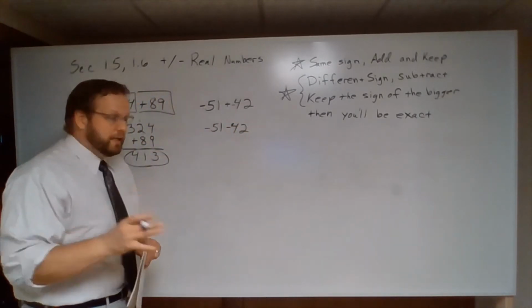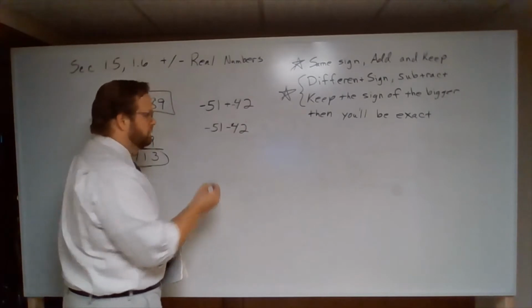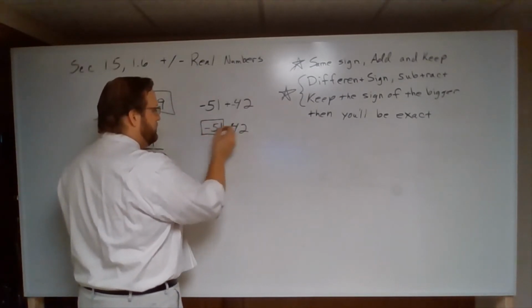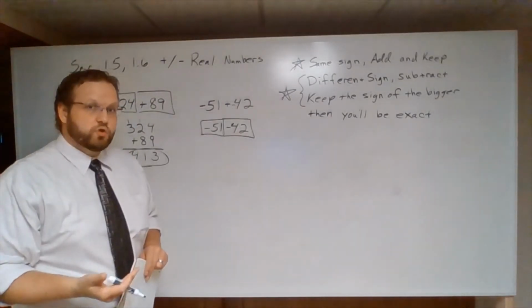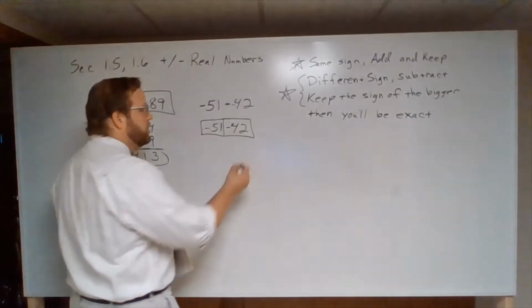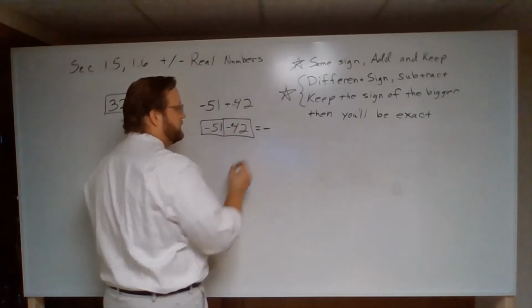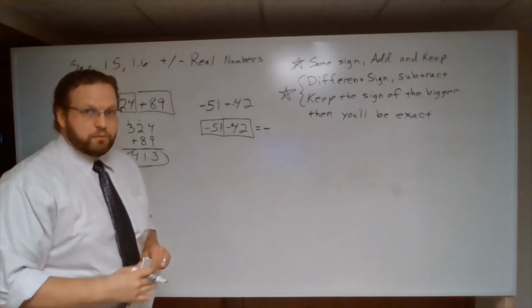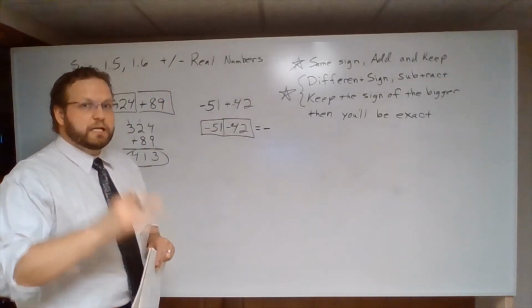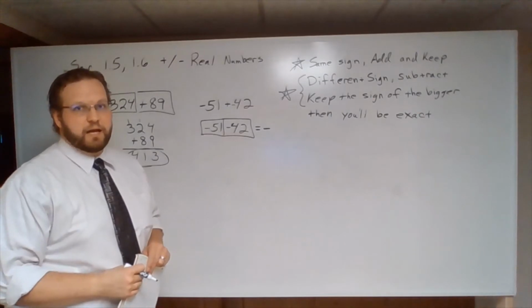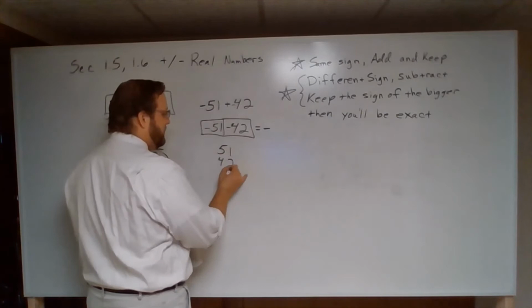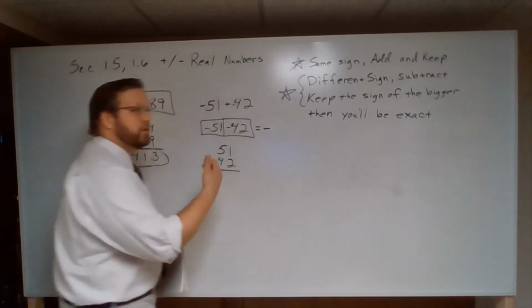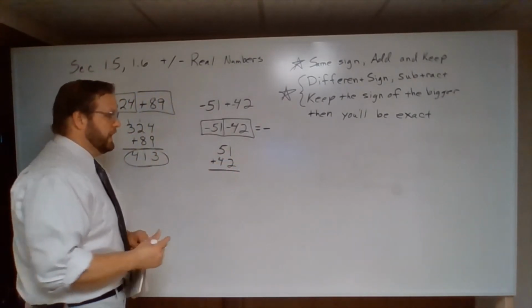Okay. Now, again, you are combining a negative 51 and a negative 42. They have the same sign, so I'm going to add them, but I know for a fact that my answer is going to be negative. Without doing any calculation, I know it's going to be negative because I keep the negative sign they have in common. And then I just add. Notice I'm not writing that negative sign anymore because I already took it into account. And I add those up.